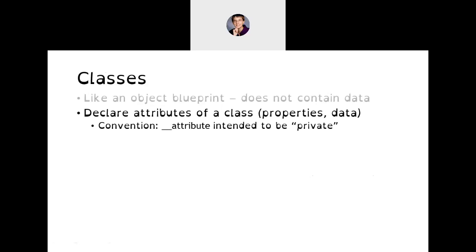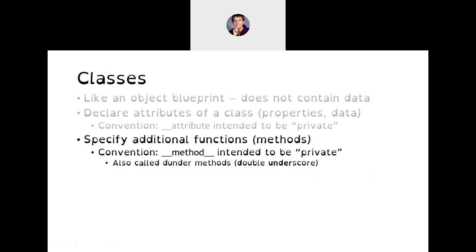And so the convention is if you have an attribute that is part of the class, but really the user shouldn't be accessing it, you put 2 underscores at the beginning, and that's a way that if the user tries to access the attribute, they know that if they have to put in 2 underscores, then it's meant to be private.